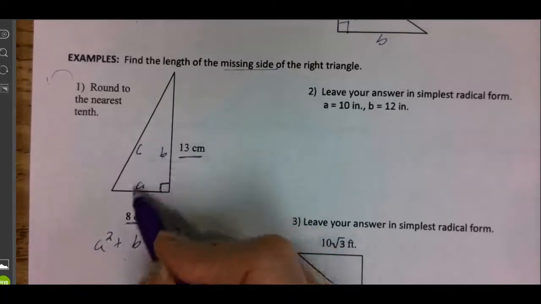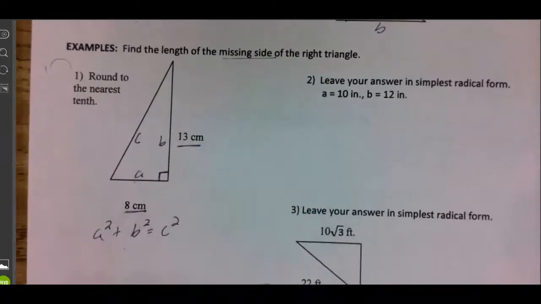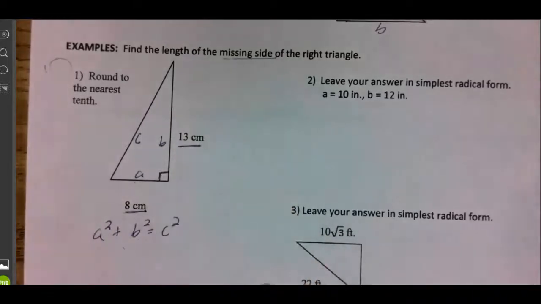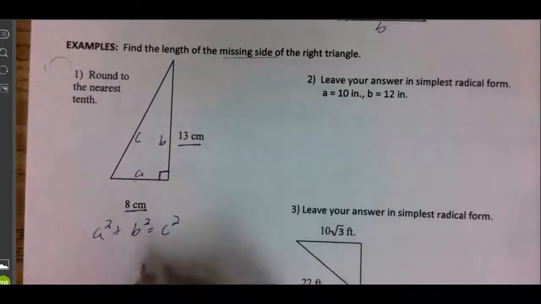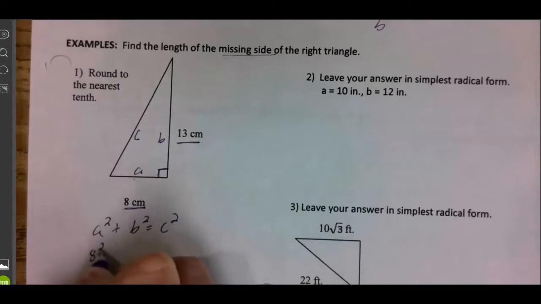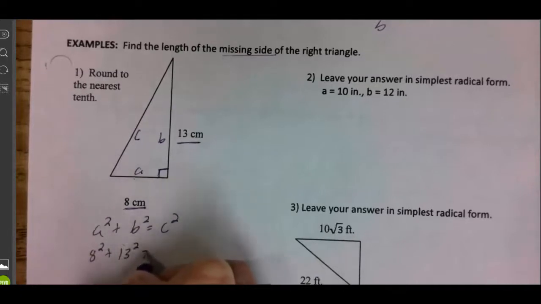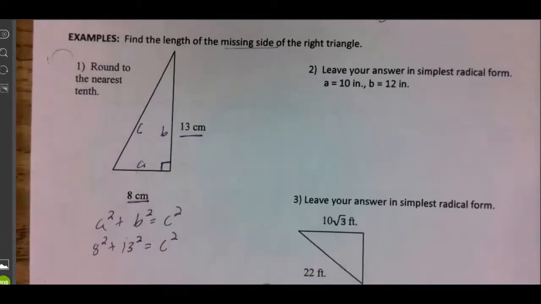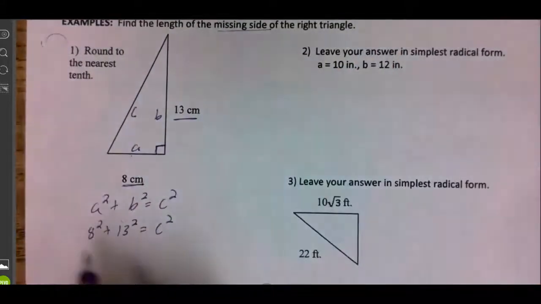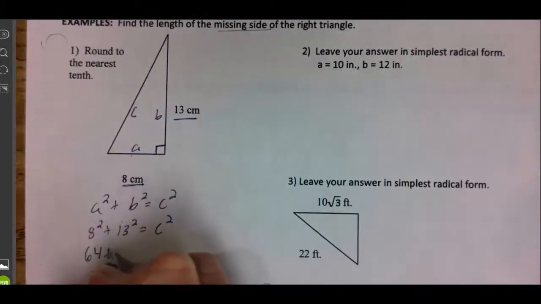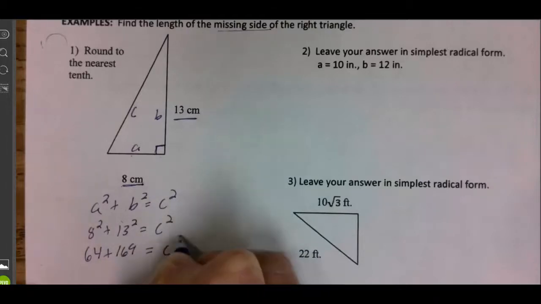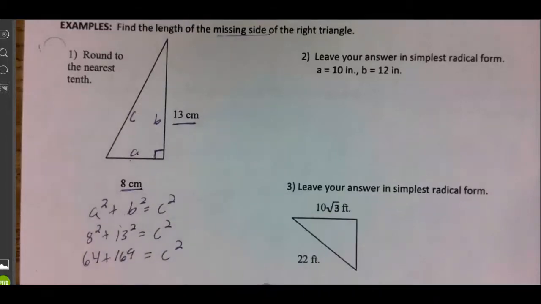And you have to know that it doesn't matter which leg is which. This could be A and this could be B. It does not matter. Okay, so plug it in, and I have 8 squared plus 13 squared is equal to C squared. Now, 8 squared we know is 64. Hopefully you remember that 13 squared is 169. We have C squared. Now we're going to pull out our calculator.